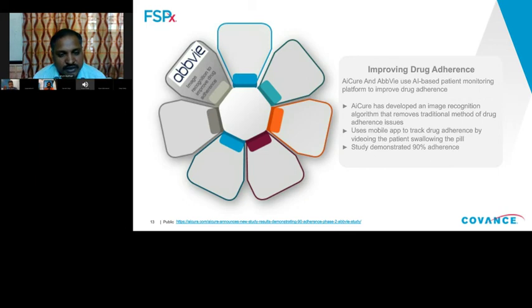With this, they were able to demonstrate close to 90% adherence in one of their trials conducted on schizophrenia subjects. They asked the subjects to use the mobile app to monitor their consumption of the drug, and they were able to publish that 90% adherence was achieved with AI Cure's image recognition artificial intelligence tool.